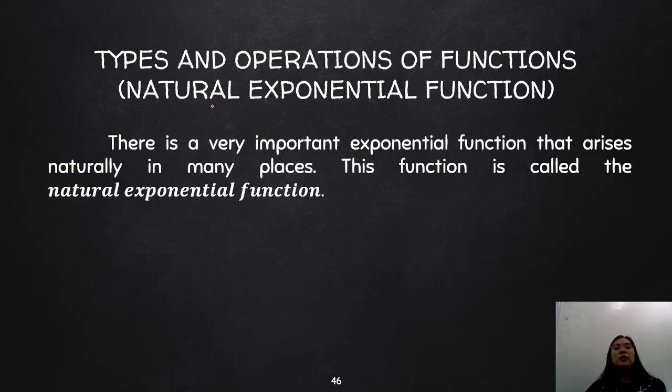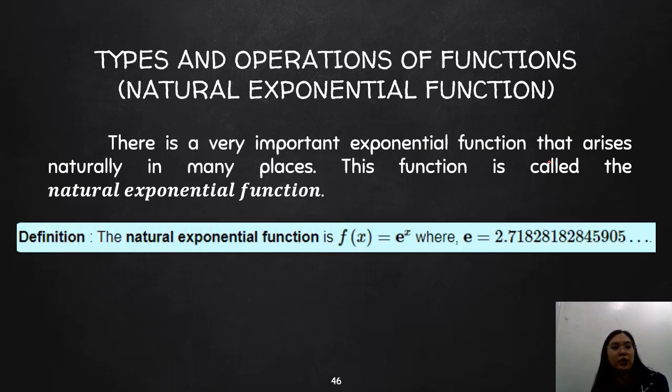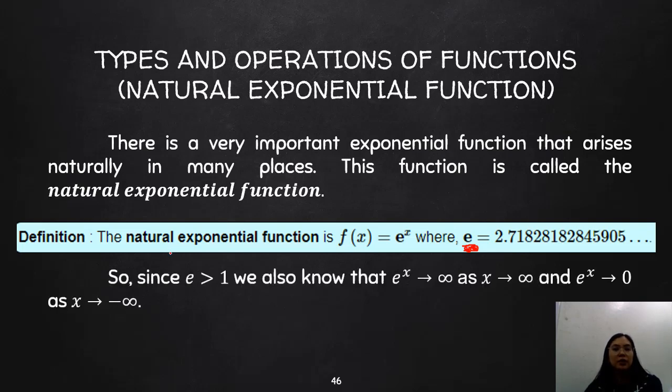So there's also a very important exponential function that arises naturally in many places, and this is what you call your natural exponential function. So when we say natural exponential function, that is your f of x is equal to your e raised to x, where e is 2.718281828459045, and so on and so forth. Familiar kayo dito, nakikita nyo to sa calculators nyo, yung e symbol. So yan, it's called your natural exponential function.